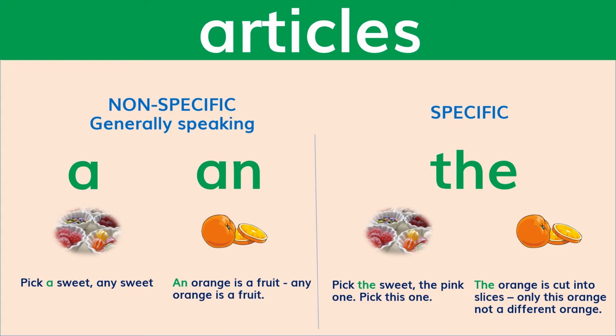Now, when I talk about a specific sweet or a specific orange, a particular one that's on a table or in a bowl, then I have to use the word the. Pick the sweet. The pink one. Pick this one. I'm talking about a pink sweet, not the orange one or the red one, but a pink one. So I'm talking about a specific sweet, so I would use the word the.